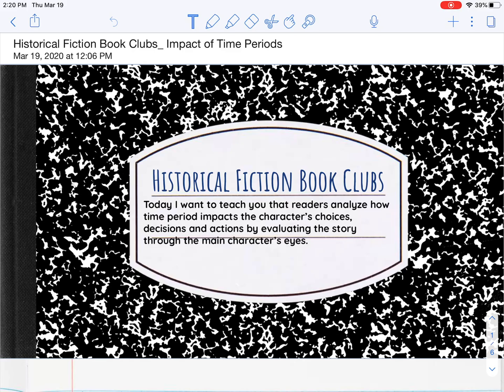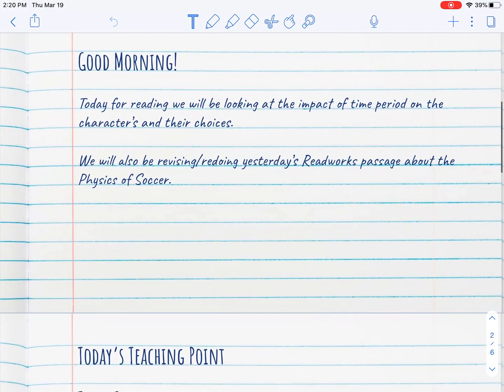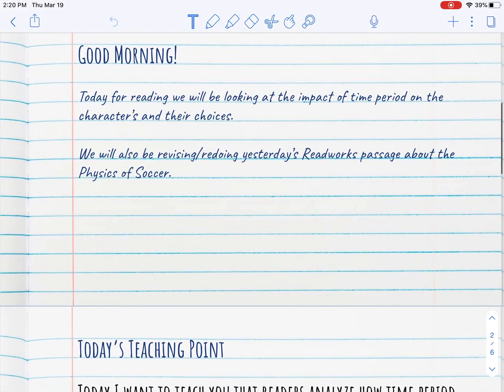So we've talked before that when you're reading historical fiction books, it's very important about when in history your book takes place, because it could be a very different story if it took place during a different time period. So we're going to take a look at that, and then your ReadWorks passage, you will revise or redo that today and submit it. If you chose to do it in Notability, you should have received an email message from me with feedback on how you did. If you chose to do it on the ReadWorks website, it automatically gives you that feedback.